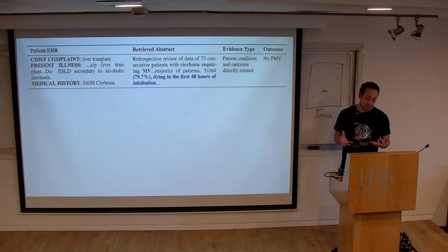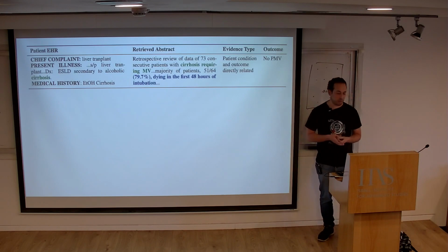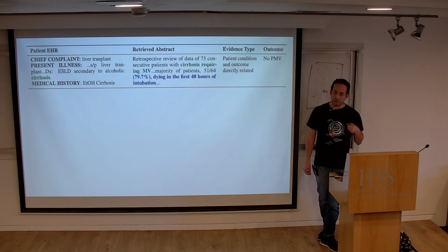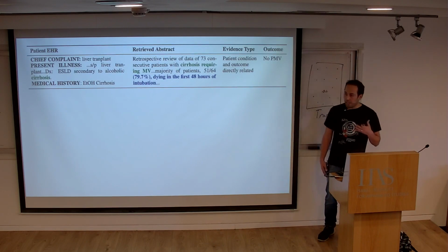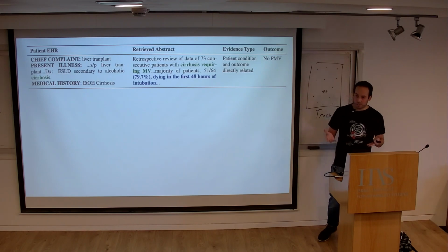So what does this tell us in a basic logical reasoning or inference that the language model was able to do? It tells us that if you have cirrhosis and if you underwent mechanical ventilation, you likely will not need prolonged mechanical ventilation because you would likely be deceased.